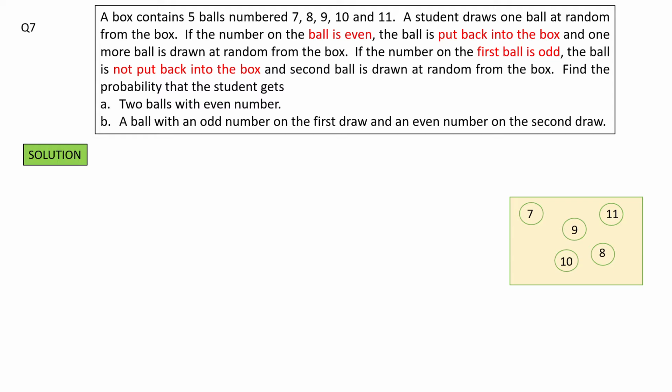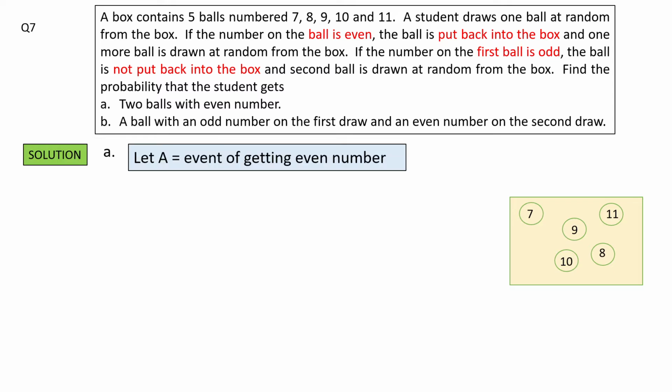So remember, if the number on the ball is even, then the ball is put back into the box. That is the first condition given. Now for the second condition, if the number on the first ball is odd, the ball is not put back into the box and the second ball is drawn at random from the box. Find the probability that the student gets 2 balls with even number.